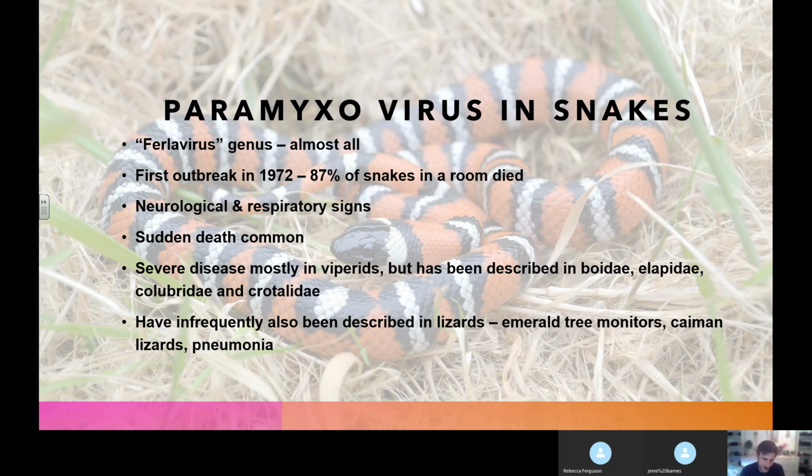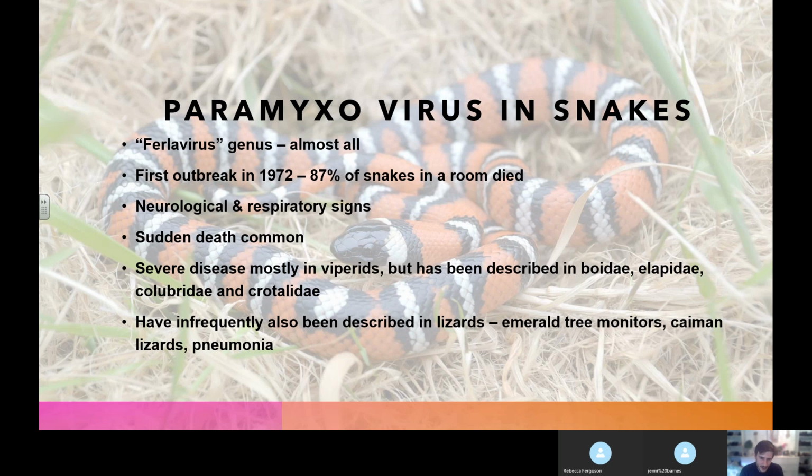And we do see it in boids, in elapids, in colubrids, in crotalids, and potentially we might see it in other families of snakes too. So unlike the first two, where we only really have identified big problems in boas and pythons, this one definitely will affect colubrids and venomous snakes and also boids. So this potentially has quite a wide host range.